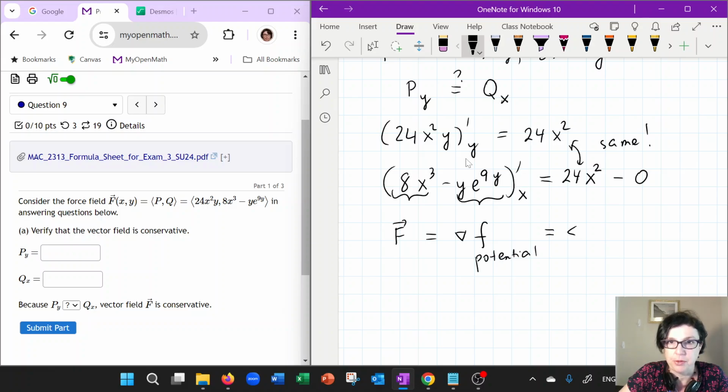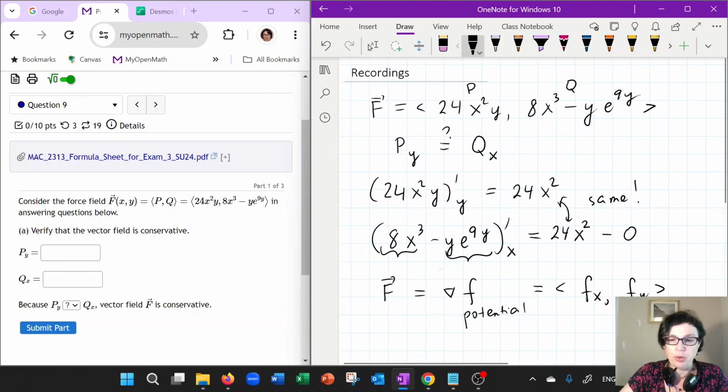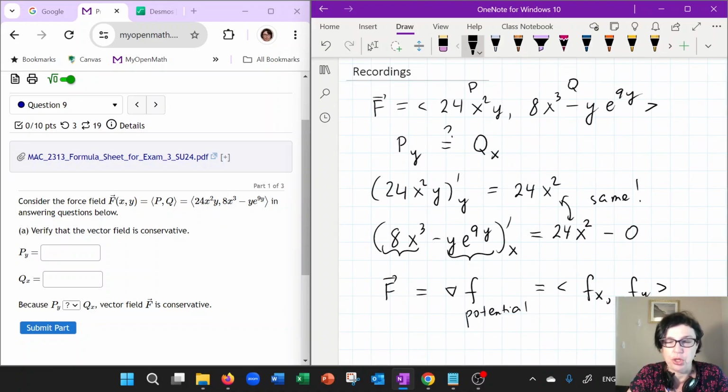Think about what the gradient is. The gradient would be the partial derivative with respect to x and the partial derivative with respect to y, since we only have two components. What you are trying to think about is what function do I have to take the derivative of with respect to x and get the first part, and then I'll take the partial derivative of the same exact function, but this time with respect to y, and get the second part.